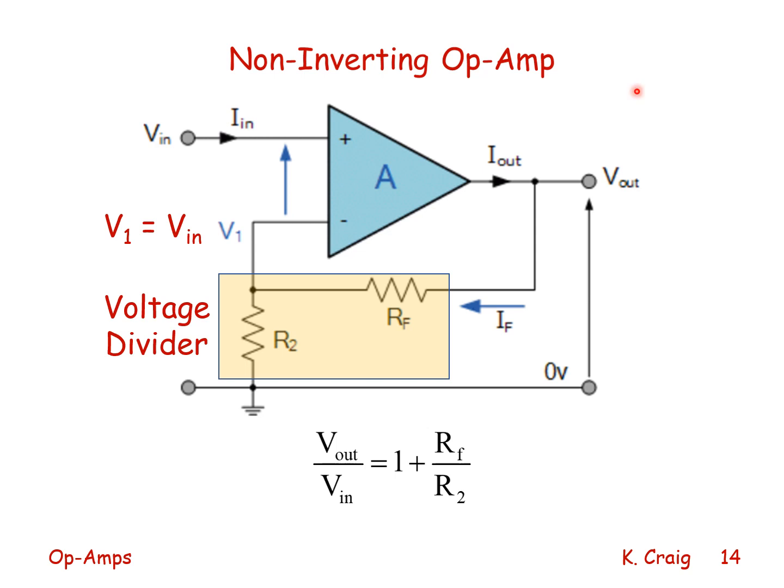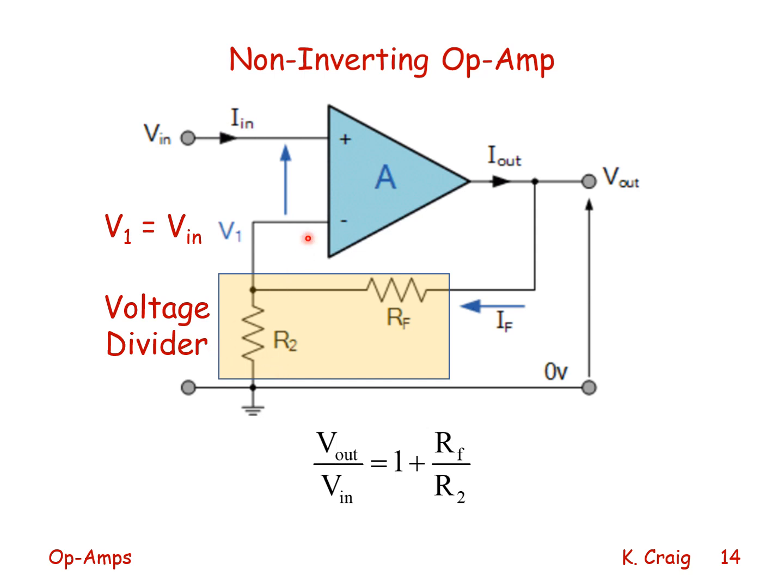This is a non-inverting op amp. V in is connected to the non-inverting input. V out is connected to the inverting input through the feedback resistor R sub F. The inverting input is also connected to ground through the resistor R2.